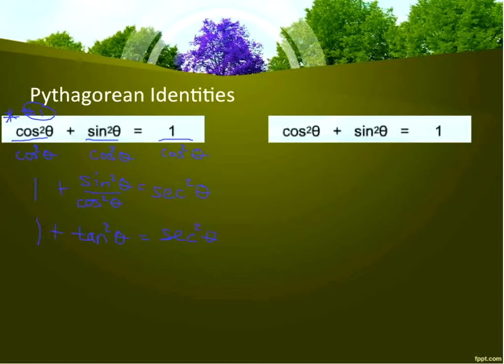So here is another trig identity. So we'll call this one number 2. So number 1 was our original cosine squared theta plus sine squared theta equals 1. Number 2 is 1 plus tangent squared theta equals secant squared theta. And then our third one, we're going to start with the same basic identity, but this time let's divide all 3 sides by sine squared theta.